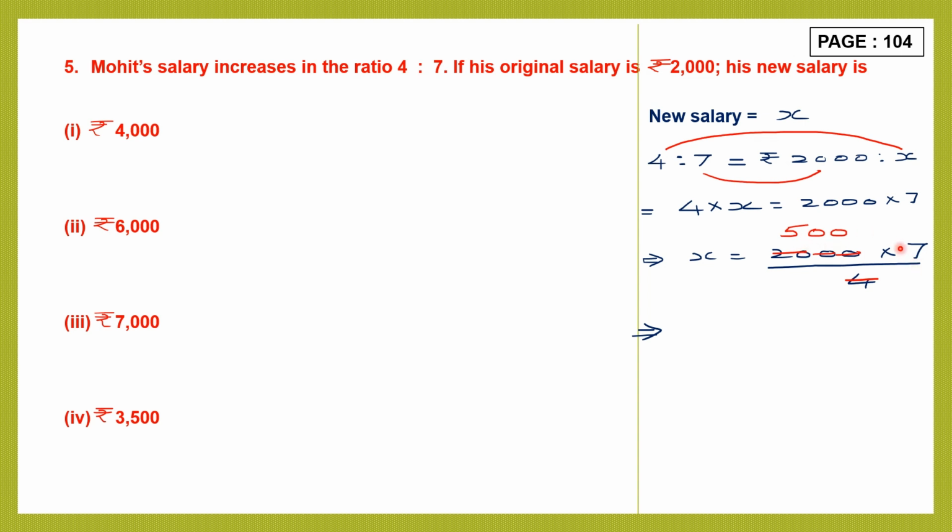So multiply 500 into 7. X is equal to 5 sevens are 35 and add the two zeros. So I have found the value of X and that is 3500 rupees. And what is X? Right at the beginning we said X is the new salary. So the answer is 3500. Which option is that? That is option 4. So this is our answer.